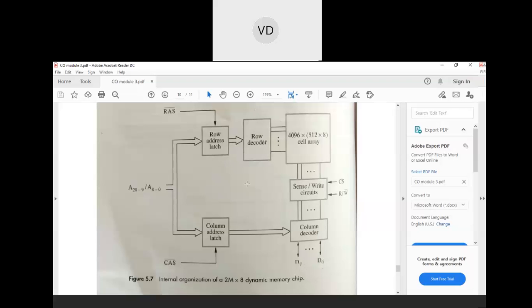So what is the difference we are having here? We are having only the RAS signal and CAS signal and the latches which are used for storing or retaining the row address and the column address. Now I told you that this is a dynamic RAM. When the dynamic RAM is used, the capacitor should be charged periodically, is it not? So how will it be charged then?